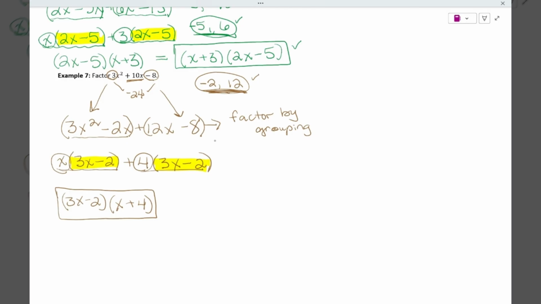Now you can always check whenever you're factoring by distributing. So if you wanted to check any of these answers, then you can go ahead and FOIL them out, and it should give you the original answer. So now you should be very familiar with all of the factoring methods, and just with a little more practice, you'll be really good at this.